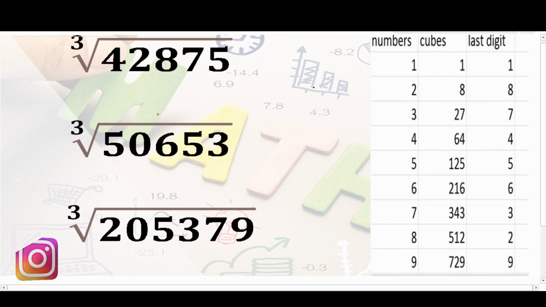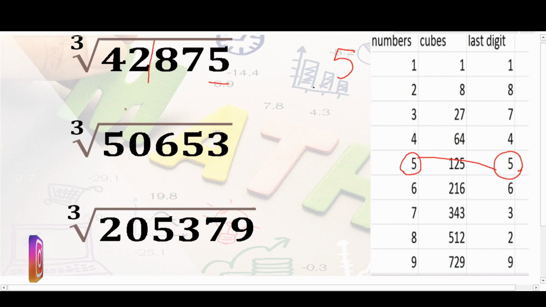Step number 1, we need to consider the units place digit. You can see 5 at its units place. If you have 5 in the units place, what should be written on the cube root's units place? You can see here column number 1 and column number 3. If you have 5, you need to mention it as 5. Step number 2. You need to discard the last 3 digits. You need to neglect those digits and take into consideration the remaining digits.